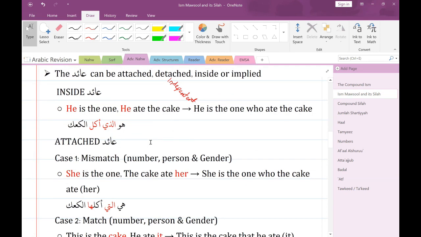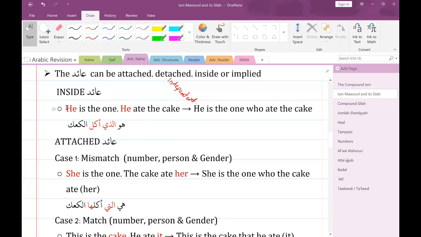This pronoun that links back to the Ism Mawsool, links back to alladhi, or links back to allati, or links back to alladhani. This pronoun that comes back. What is a'id, of course, means it comes back. So what is it, or what happens with it? So like I said, it can be an inside pronoun, it can be attached, it can be detached, or it can be implied.